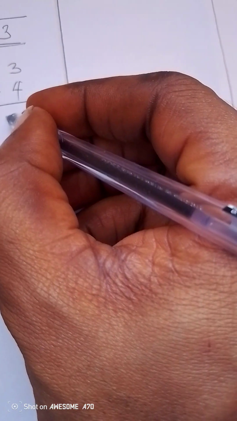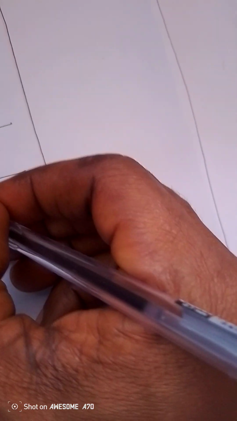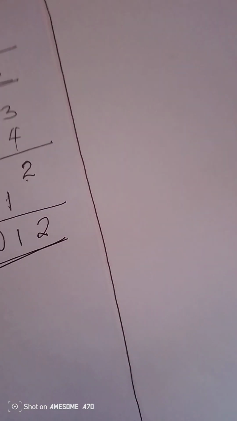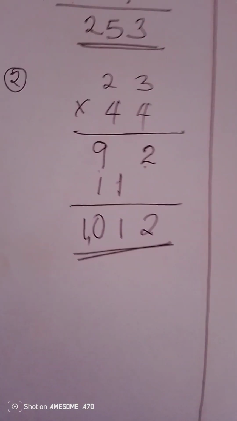So you put the last 1. You can decide to put the 11 underneath so that you just add it directly, and then you have 2, 1, 9 plus 1 is 10, 1012. So that is that for 23 multiplied by 44.